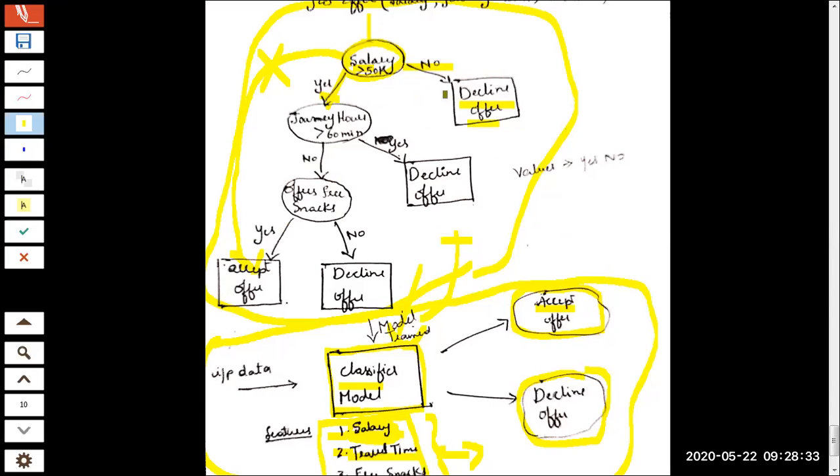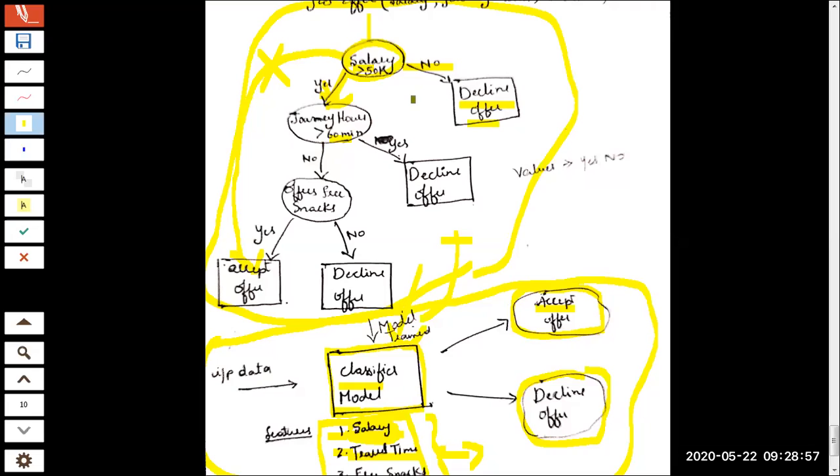What is that? The next attribute is journey time. Okay, so if the place where you will be working is very far. For example, here it has been made more specific: if the journey time is greater than 60 minutes, the person will be declining the offer, because the travel time is very huge. He's not interested to travel so much.